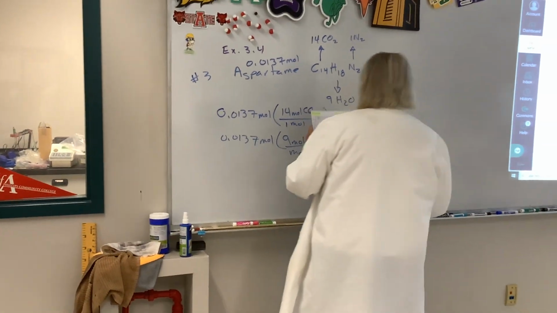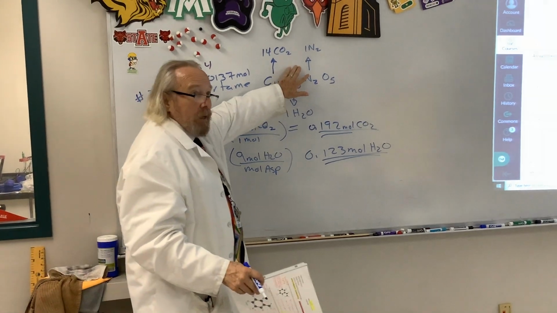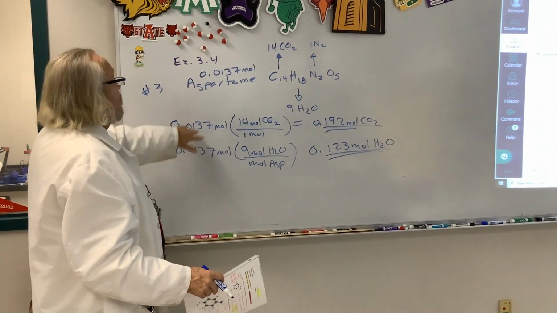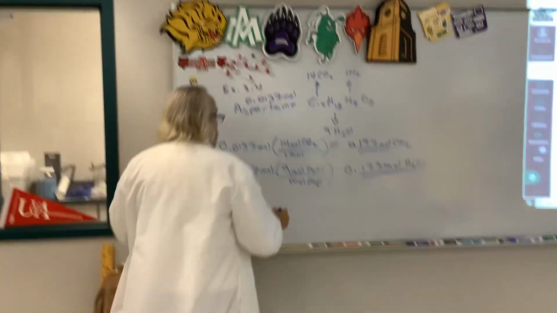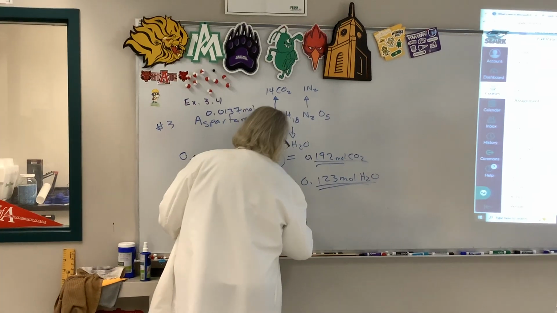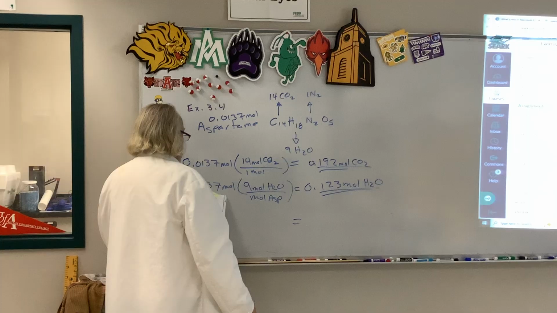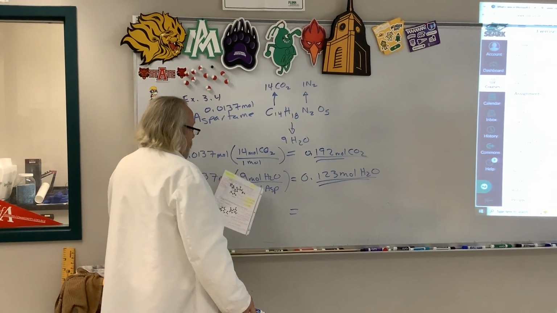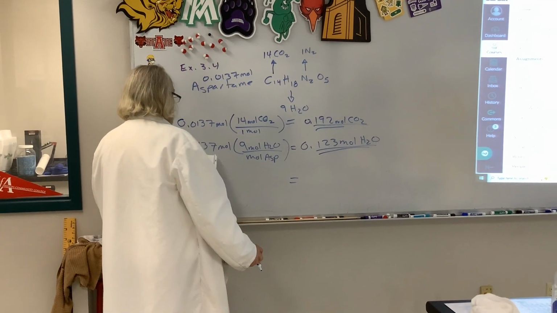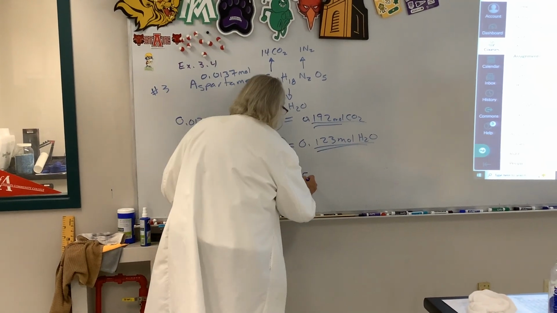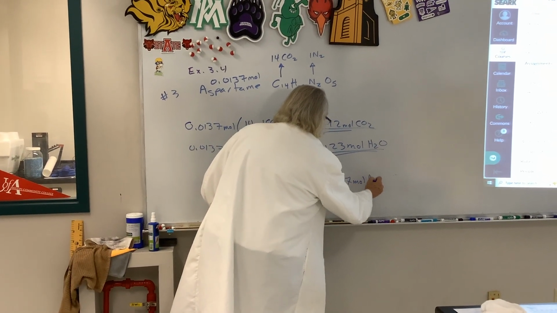And you don't really have to do the math, but since it's 1 for 1, whatever this value is, it's going to be my value for nitrogen, because 0.0137 moles of aspartame times 1 mole of nitrogen per mole of aspartame gives me 1 times 0.0137, so 0.0137 mole nitrogen gas.